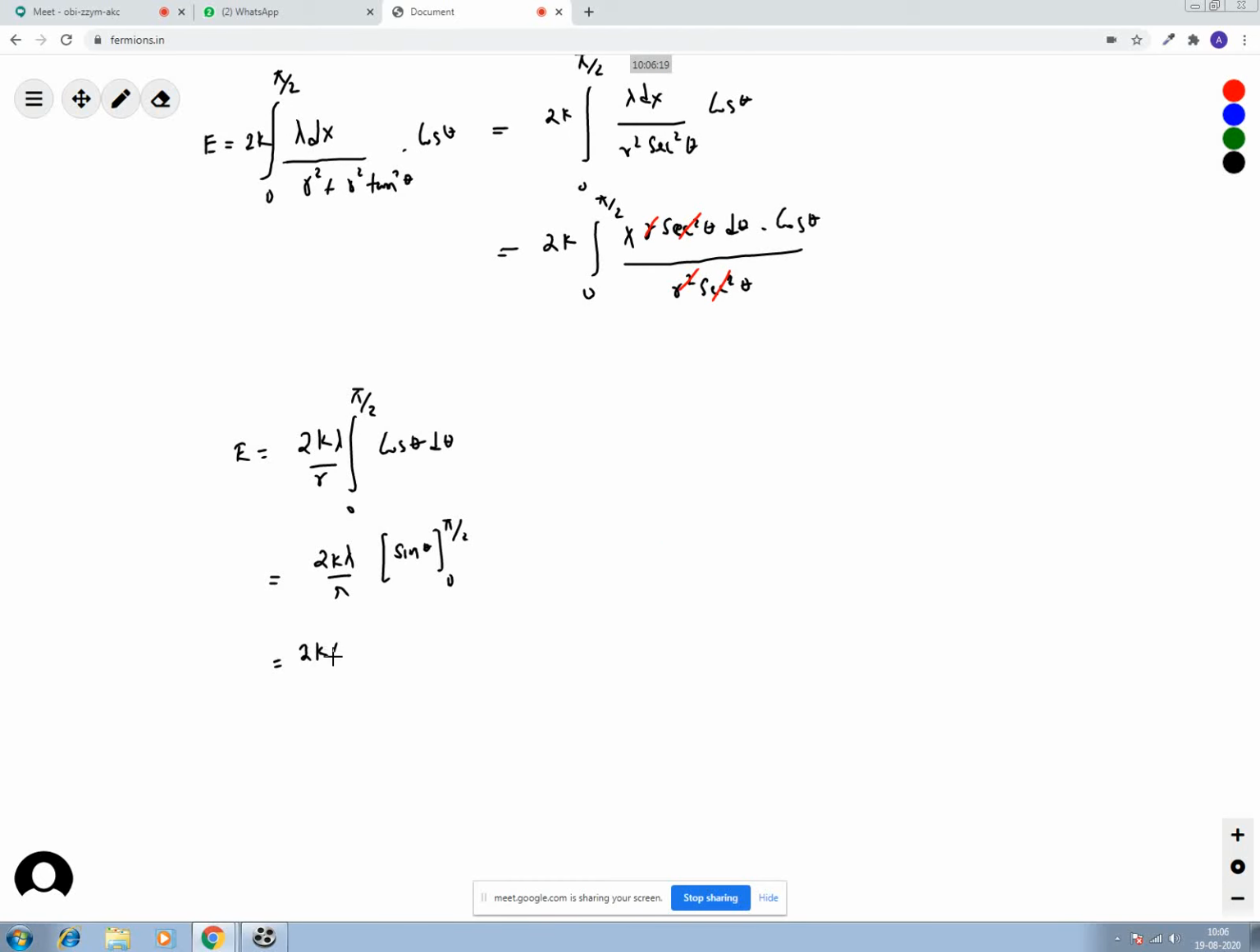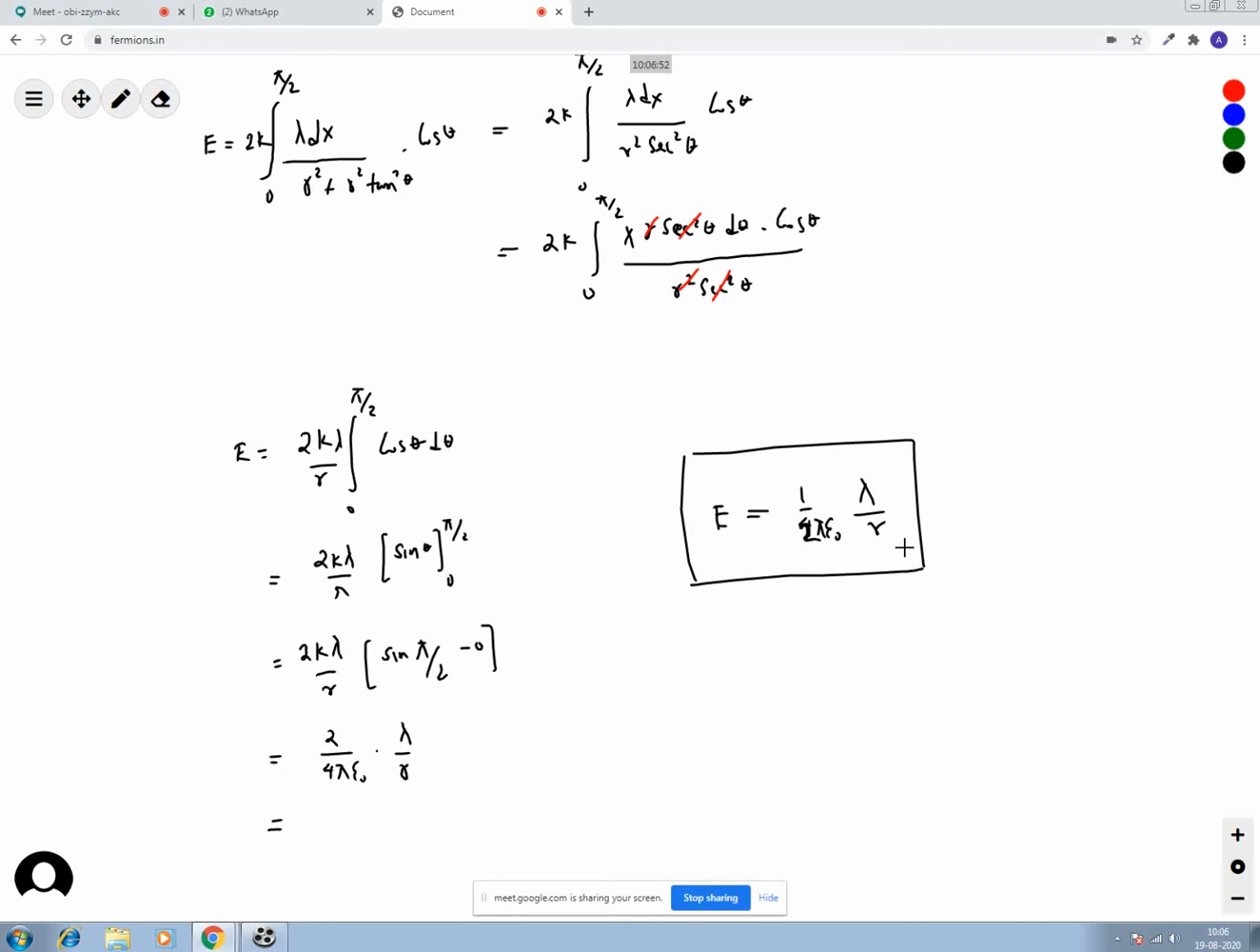So this one should give me 2k lambda by r, then sin 90 minus 0. So now let us break k: 2 by 4 pi epsilon naught into lambda by r, and sin 90 degrees how much? 1 only, cancel. So this is the equation, 1 by 4 pi epsilon naught, lambda by 2 pi epsilon naught, lambda by r. This is the electric field due to an infinitely charged wire.